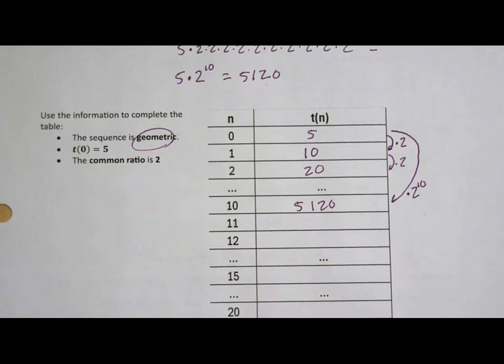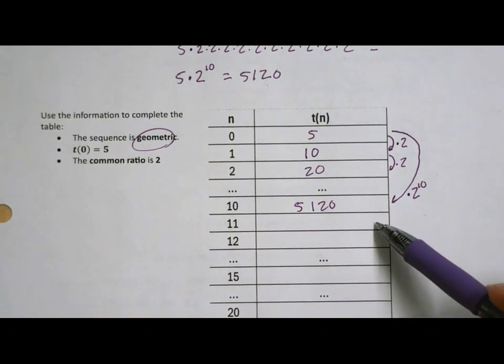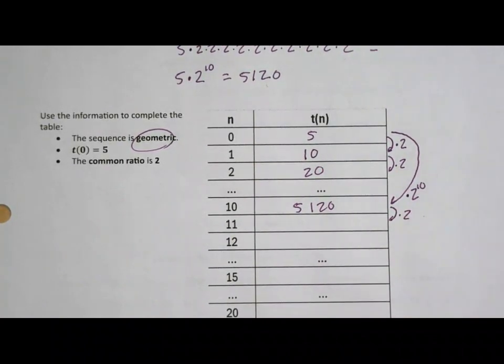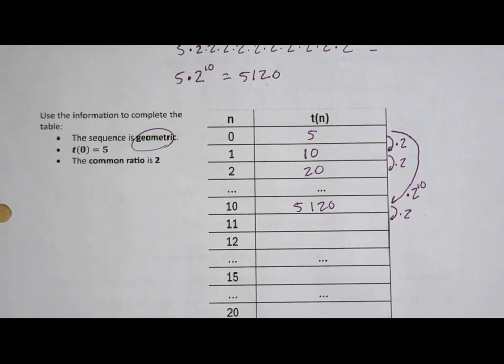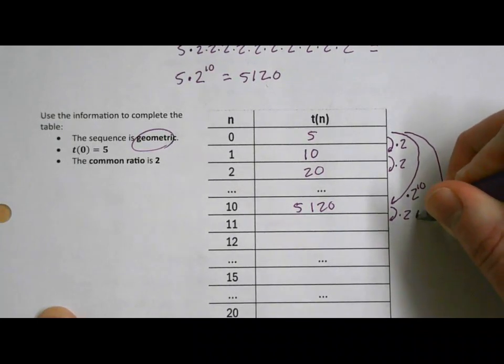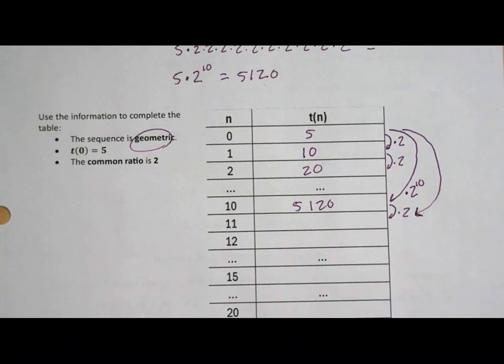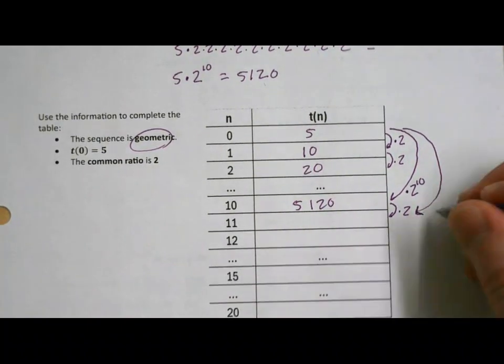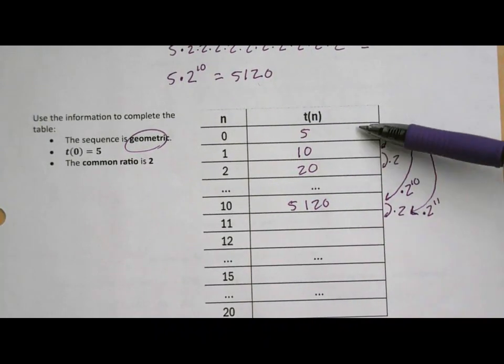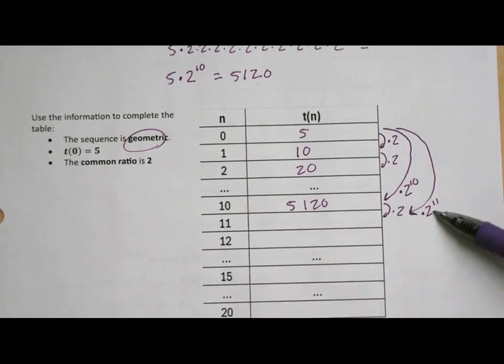Can somebody give me one way I could come up with the 11th term? I could take this thing and multiply it times 2. Can somebody give me a second way that I could come up with the 11th term? If I wanted to start all the way back at my 5 again to come up with the 11th term, what would I multiply it by instead of 2? I would multiply it times 2, but 11 times, right? Because we started at the 0th term, and we have to keep multiplying by 2 11 times to get there.